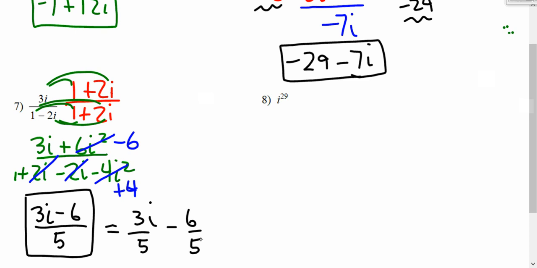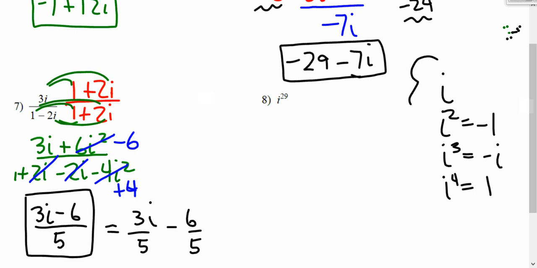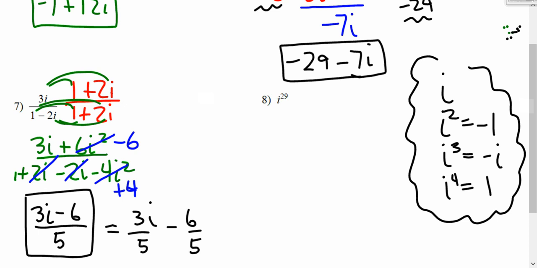i to the 29th power. Okay, i to the 29th power, you have to remember a couple of special things. We know that i is the square root of negative 1. i squared, we know, is negative 1. So then it would follow that i cubed is i squared times i, which happens to be negative i. And i to the 4th, you can think of that as i squared times i squared. That's positive 1. It would help out a lot if you memorized those things.